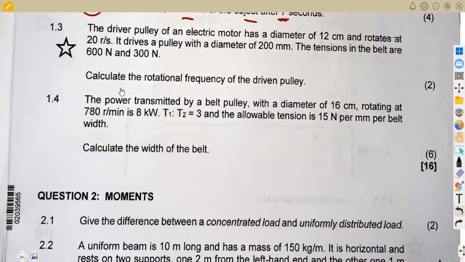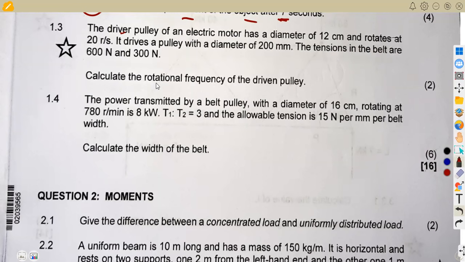We are given that the driver pulley, in this case of an electric motor, has a diameter of 12 centimeters. So this is the information that you're given for the driver pulley, and it rotates at 20 revs per second. It drives a pulley with a diameter of 200 millimeters. So we are talking about the driven. In this case, we've got the driver and the driven. Then the tensions in the belt are 600 and 300.